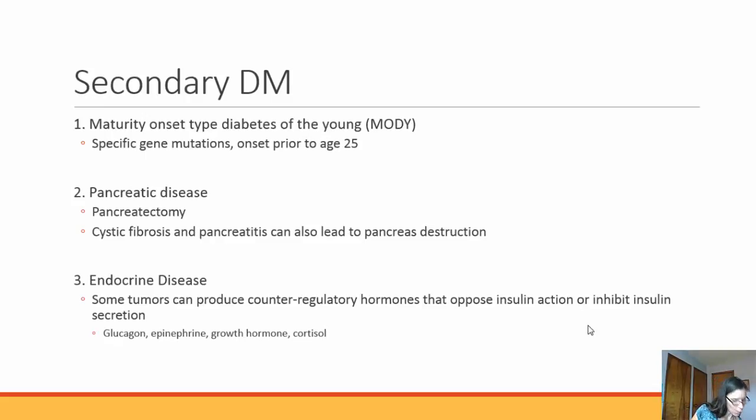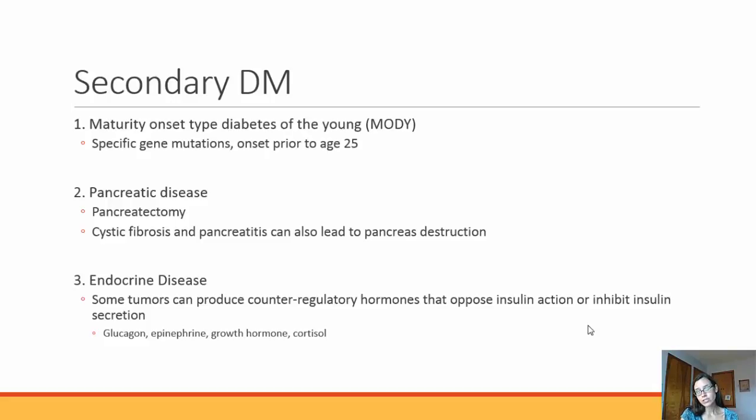Okay, and then really quickly, I'm going to go through this: we can also have secondary diabetes mellitus. So as a consequence of a gene mutation, as a consequence of pancreatic disease. So for instance, pancreatitis or cystic fibrosis could have nothing to do with diabetes, but because we have damage to that area, that can lead to diabetes.